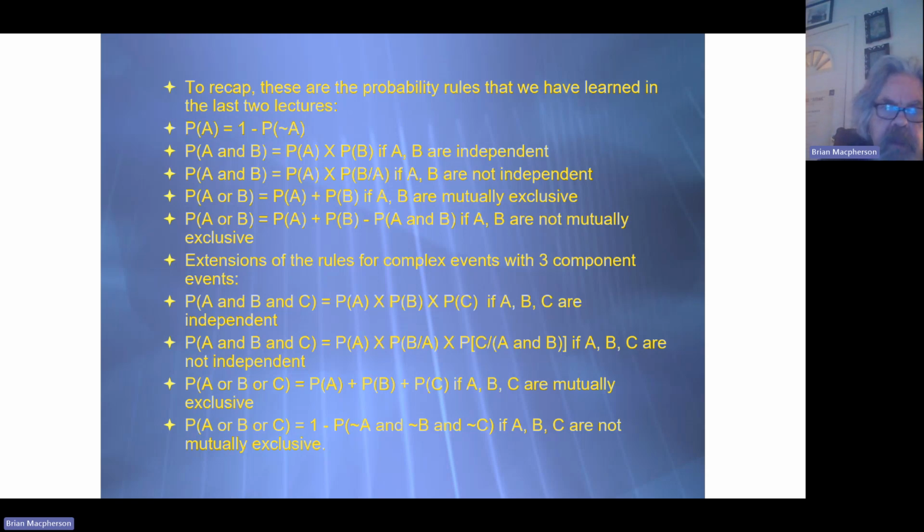It's that simple, right? However, if the events are not independent, let's say B depends on A and C depends on B, then things get a little more complicated, but you're still just multiplying. So the probability of A and B and C will be the probability of A times the probability of B given A times the probability of C given A and B. That's if A, B, and C are not independent.